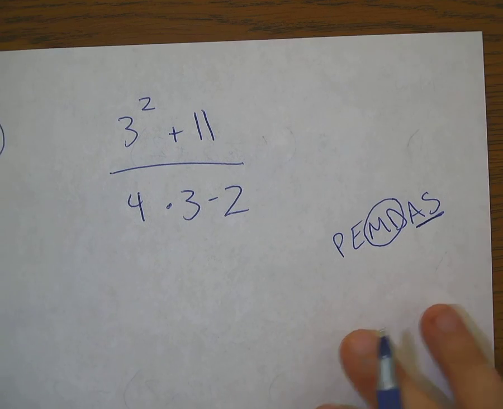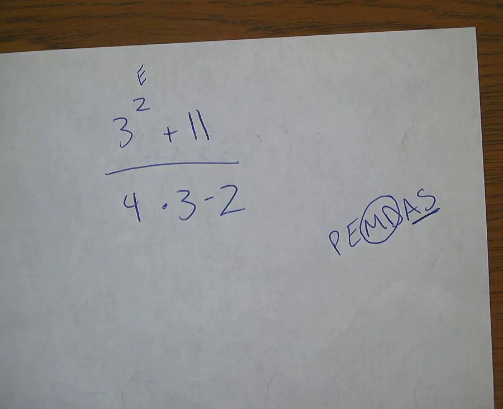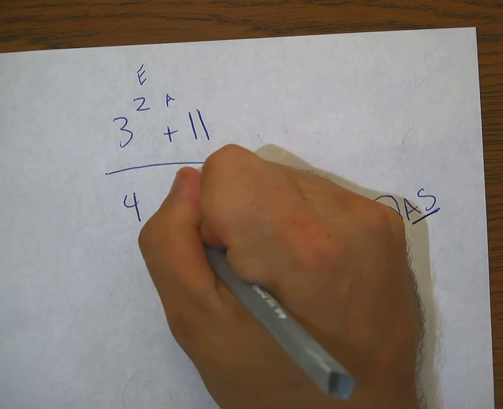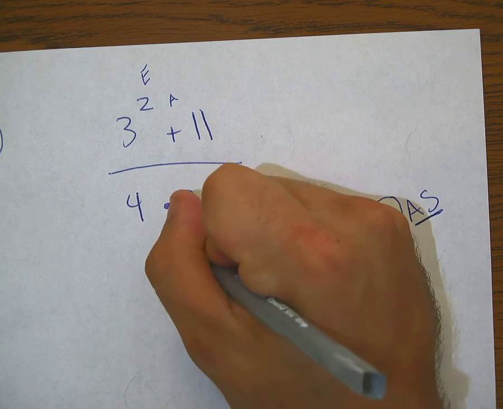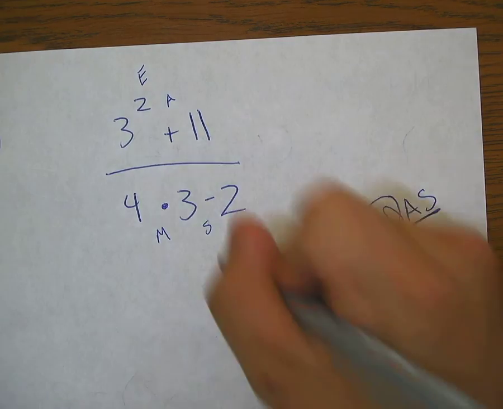All right, before we get started, we're going to identify the operations. I have an exponent right there. I have addition right there. Remember this dot right here in between two numbers? That means multiplication. I have a minus sign, so that means subtraction.